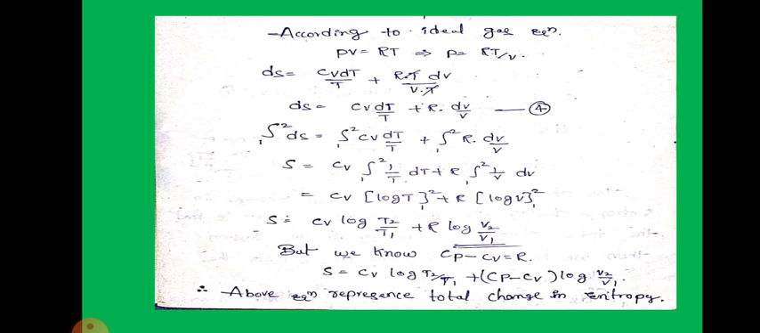But we know that Cp minus Cv is equal to R. Therefore S = Cv log T2/T1 plus (Cp minus Cv) log V2/V1. So the above equation represents the total change in entropy.